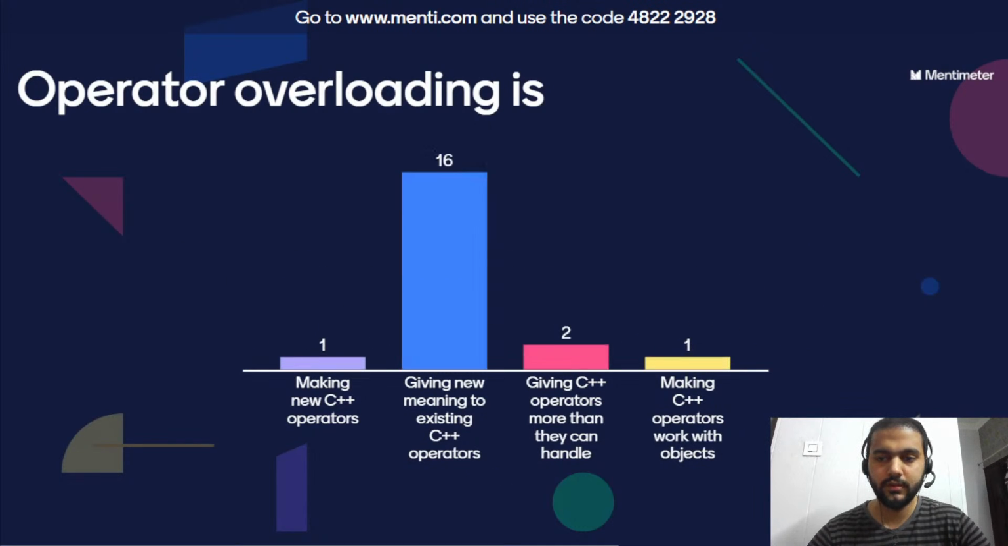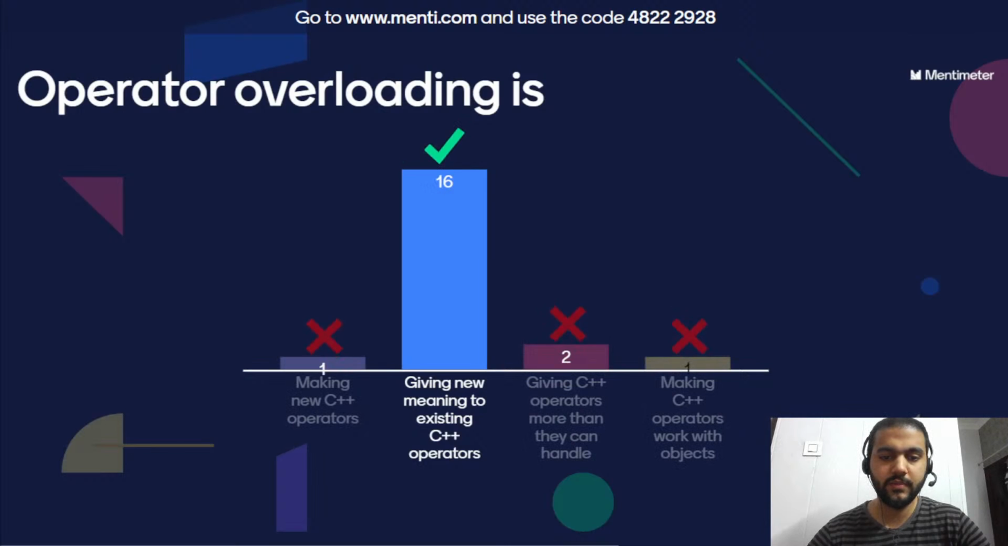So time's up. Let's see. 16 people managed to give the right answer, giving a new meaning to existing C++ operators. That is option B. So yeah, giving new meaning to existing C++ operators, we can change the behavior of operators for user-defined types like objects and structures in C++. This is known as operator overloading.